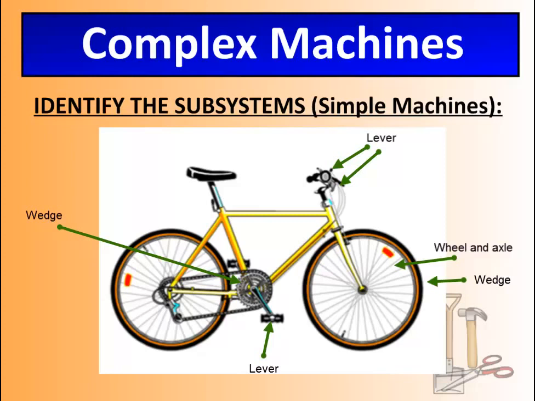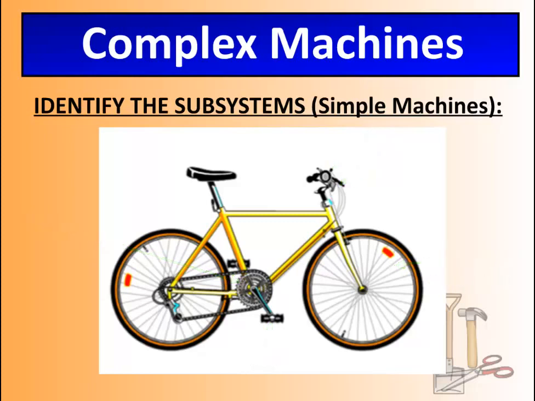There are a few on there that are questionable. Some people said the seat is a wedge. I don't really consider the seat a wedge, maybe a wedgie, but not a wedge. But those few that we've listed there, as you can see in the picture, are some subsystems or simple machines as part of the whole. Now, there may be others, and that's totally fine. If you do find others, let's share it in class and let's look at it.